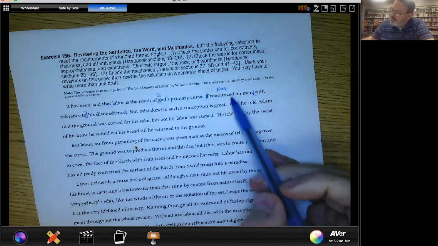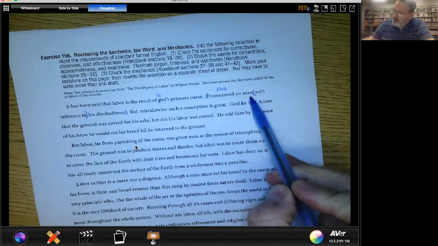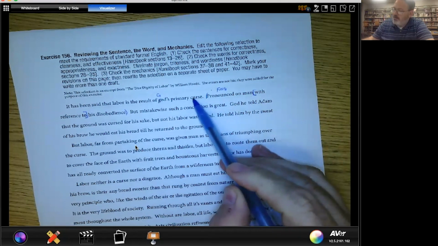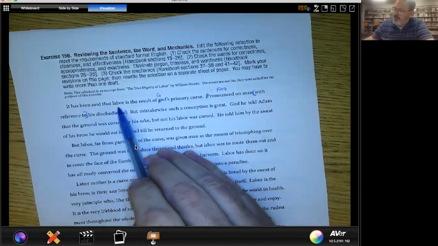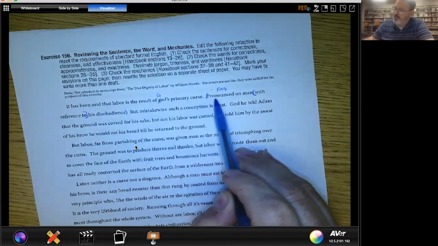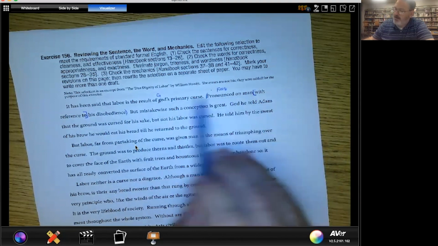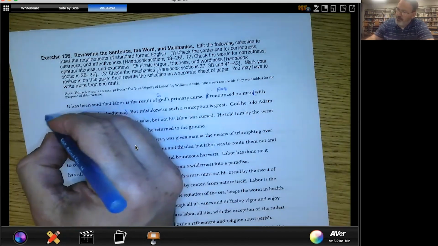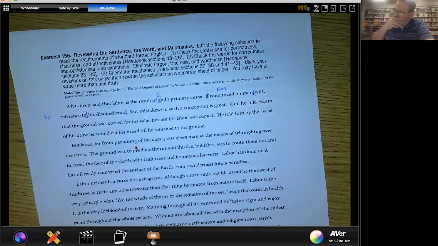So when you're rewriting this, you say pronounced on man. Well, I'm assuming that they're talking about the curse. So it has been said that labor is the result of God's primary curse, which was pronounced on man for his disobedience. So maybe 4.